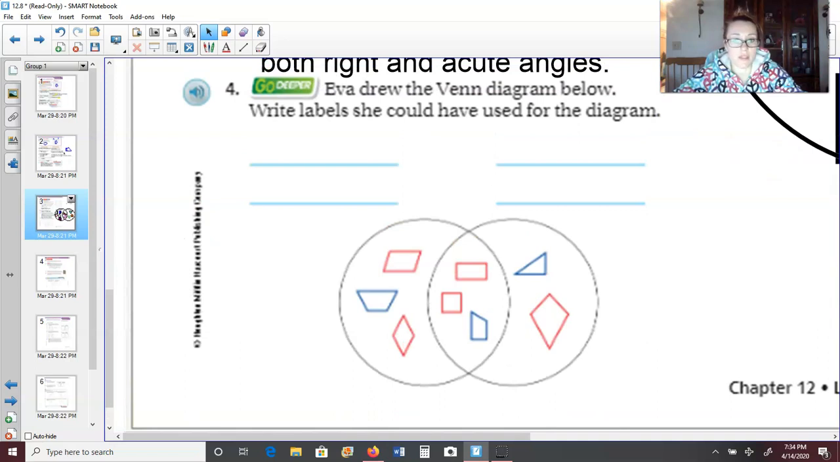So looking at this Venn diagram down here at the bottom, we need to see if we can come up with labels. So we need to see what these shapes have in common. And I said quadrilaterals only because looking at the left-hand side of the Venn diagram, I noticed that all of those shapes are quadrilaterals because they have 4 sides, and the shapes that are in the middle are also quadrilaterals because they have 4 sides, but the shapes over on the right-hand side, they are not quadrilaterals.